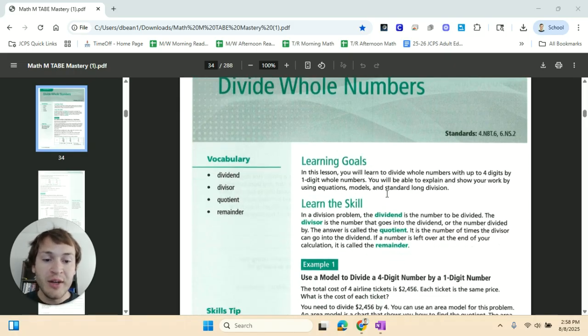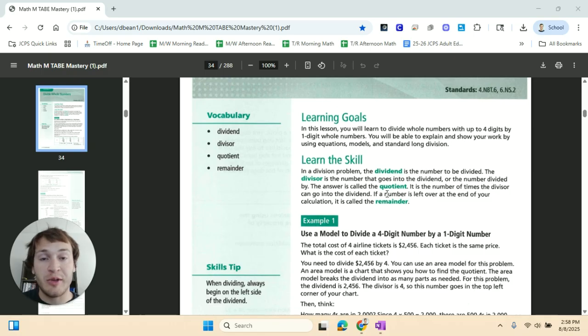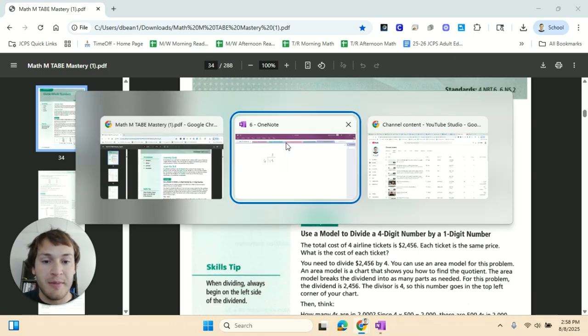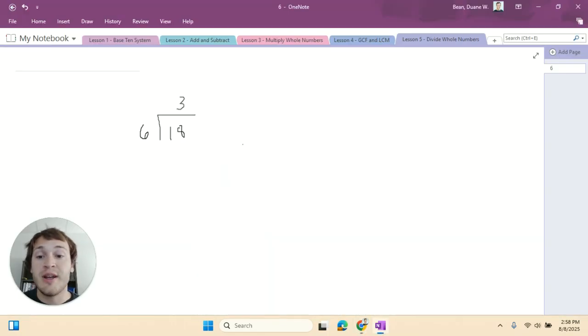All right, so when we divide whole numbers, there are some vocabulary words that you should know. Let's take a look at this problem right here. This is 18 divided by 6, and we already know the answer is 3. We know the answer is 3 because if you know your multiplication facts, 3 times 6 equals 18. So 18 divided by 6 must be 3.